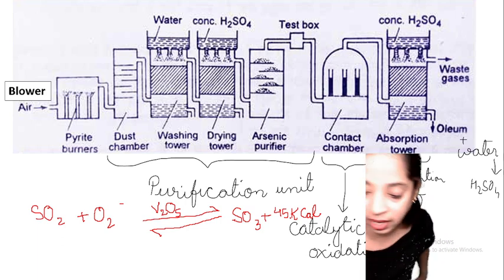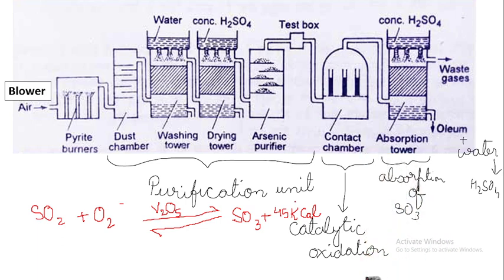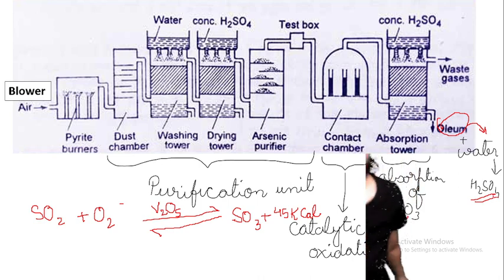Now I am moving again. Right. Next is the absorption tower. In this, absorption of SO3 takes place. So concentrated H2SO4 is sprayed from the top. SO3 reacts with H2SO4 to form oleum. And next, in the dilution tank, what is happening? So here we have got oleum. Now in the dilution tank, the oleum reacts with water to form H2SO4.